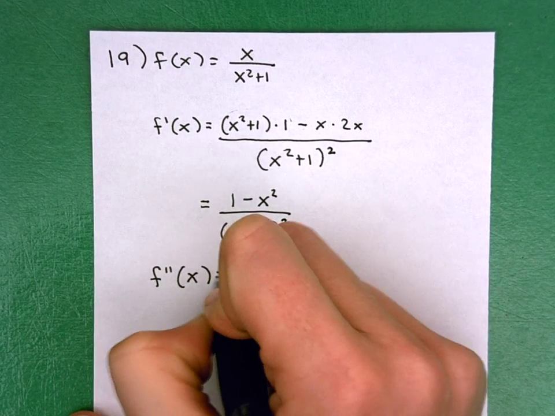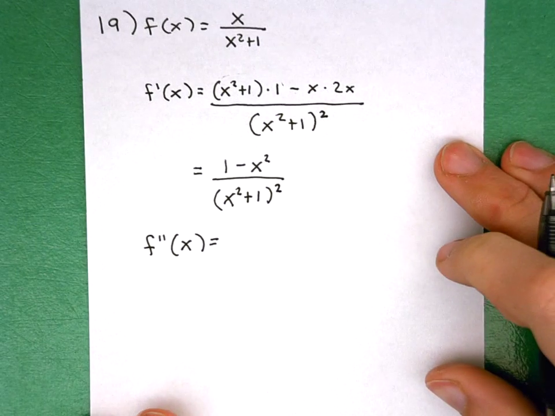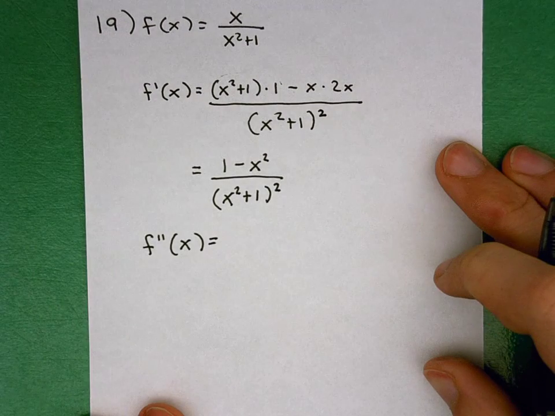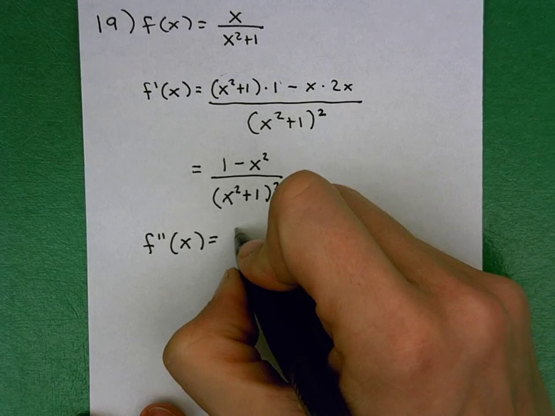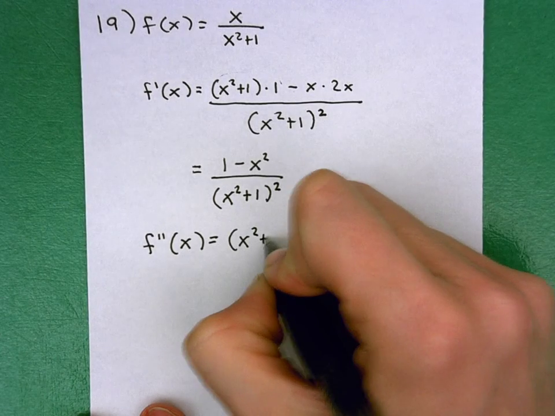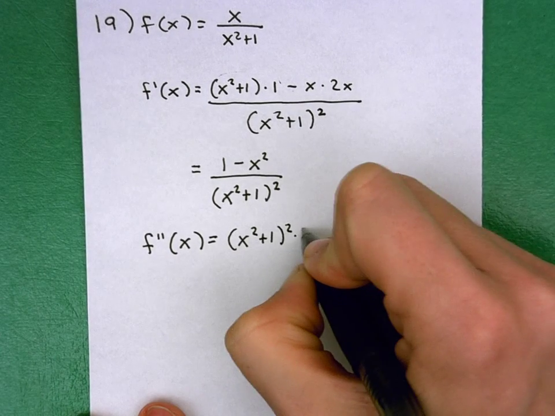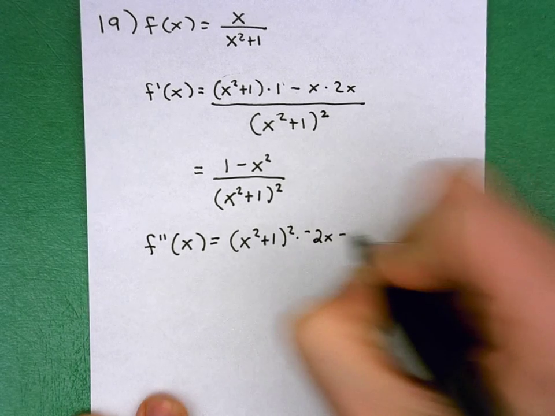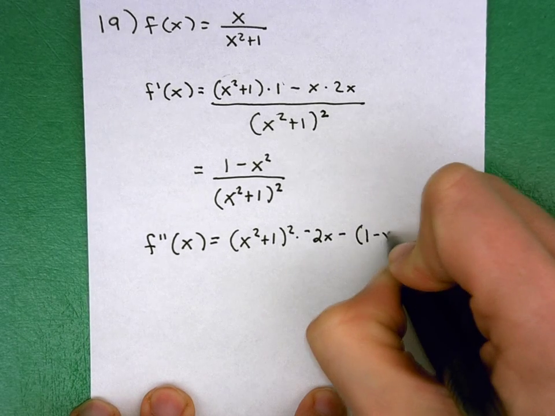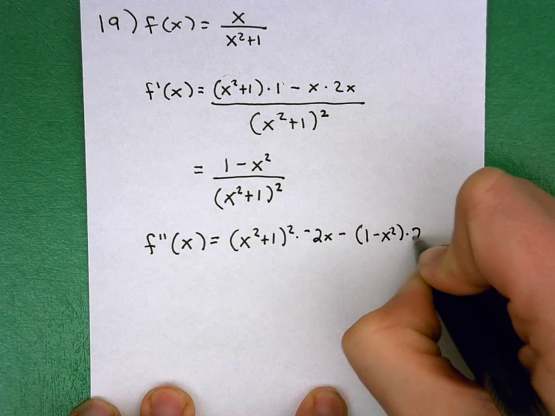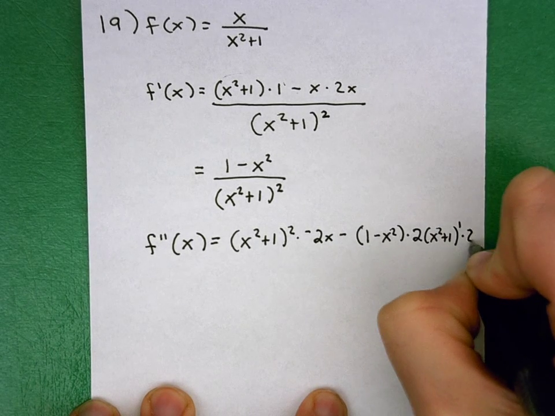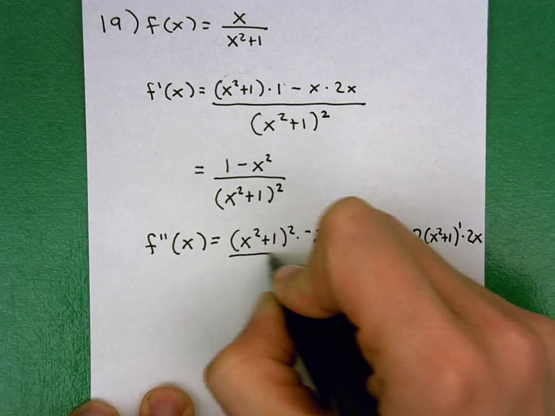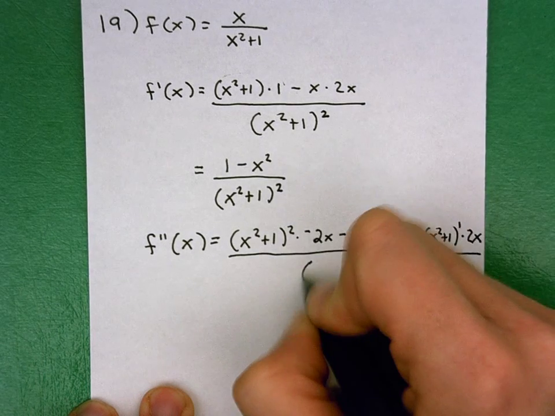And with our second derivative here, we're going to still be doing quotient rule, but take note, in my denominator, I have chain rule down there. Right? And so we've got our low, d high, minus our high, d low, all over low squared.